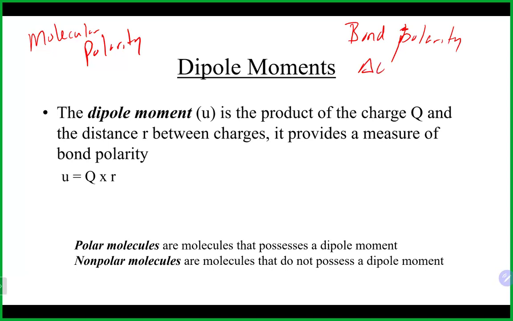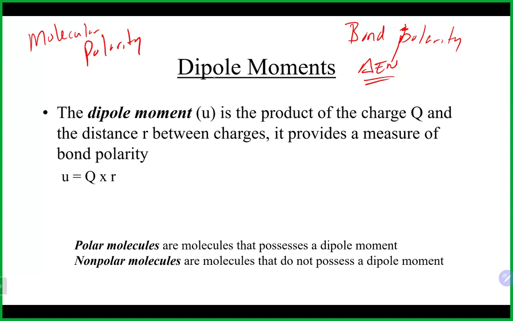Bond polarity is where we use a difference in electronegativity values to determine whether or not a bond is polar or nonpolar. Remember, 0.4 and less is nonpolar, and anything above 0.4 is considered polar. Molecular polarity takes into account the entire molecule as a whole, and whether as a whole it is going to be polar or nonpolar. Is it going to have equal sharing of electrons overall?